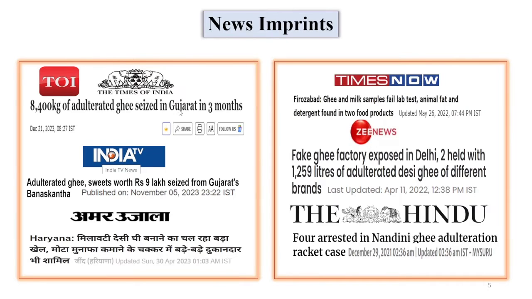So here we can see some of the news imprints. Regularly we are reading in the newspapers, in the media, in the electronic media, that ghee is being adulterated in different parts of the country, as we can see from the slide. So regularly the news is coming up. So it is very much necessary to detect adulteration in ghee, and we will be covering some of the methods which have been developed and some of the methods which are really effective to detect adulteration in ghee, that we'll be discussing in this video.